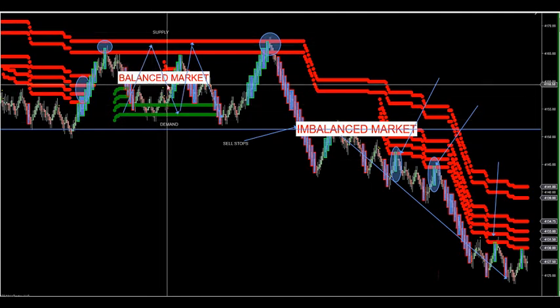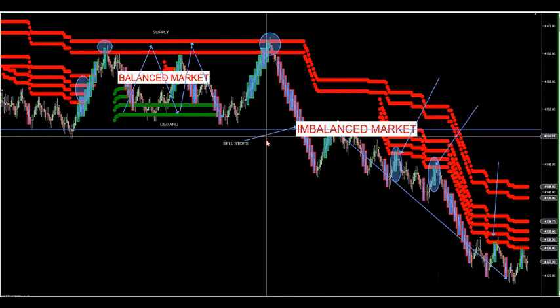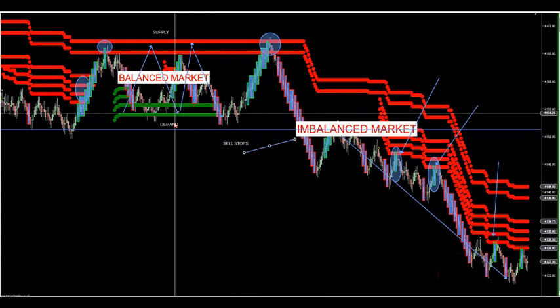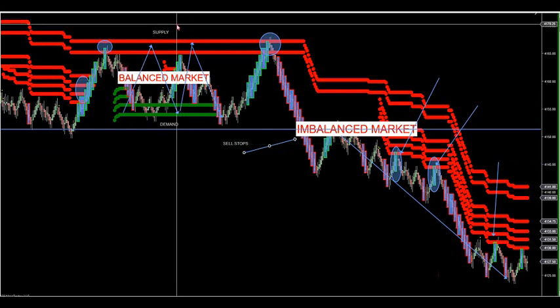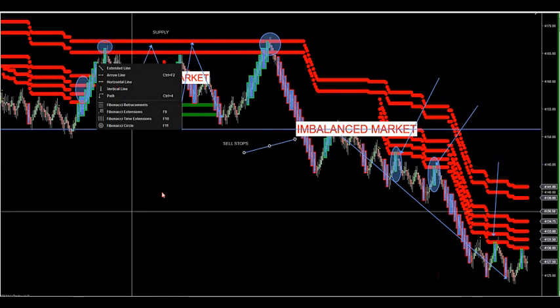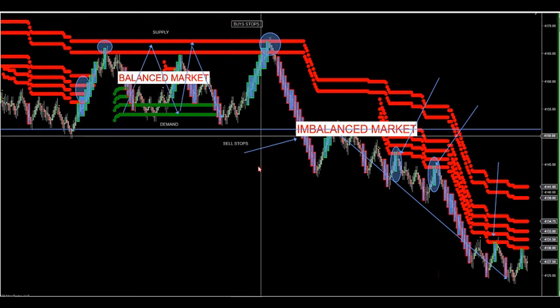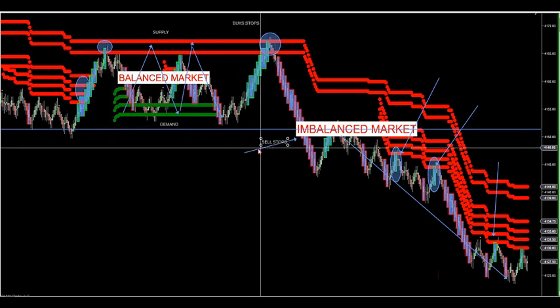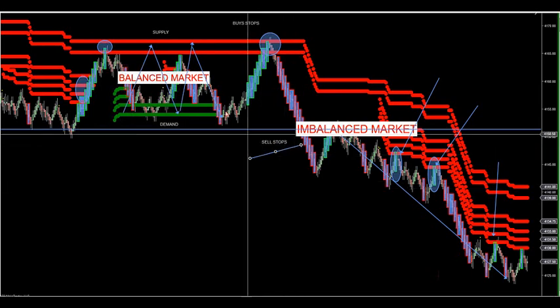So you're in a balanced market. And what we're trying to do is go from a balanced market to an imbalanced market. Because once we cut through and we break one side, whether it be this side of the demand line or this side of the supply line, you're going to have order flow just above you. You're going to have buy stops up here, and you have sell stops right below you. And this is why this works on a week-to-week, day-to-day basis by looking at just order flow and market imbalances and balances.